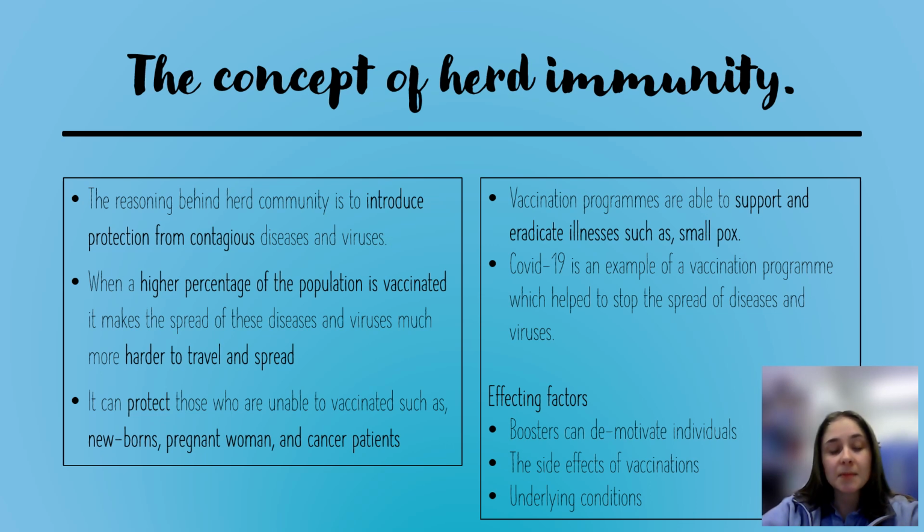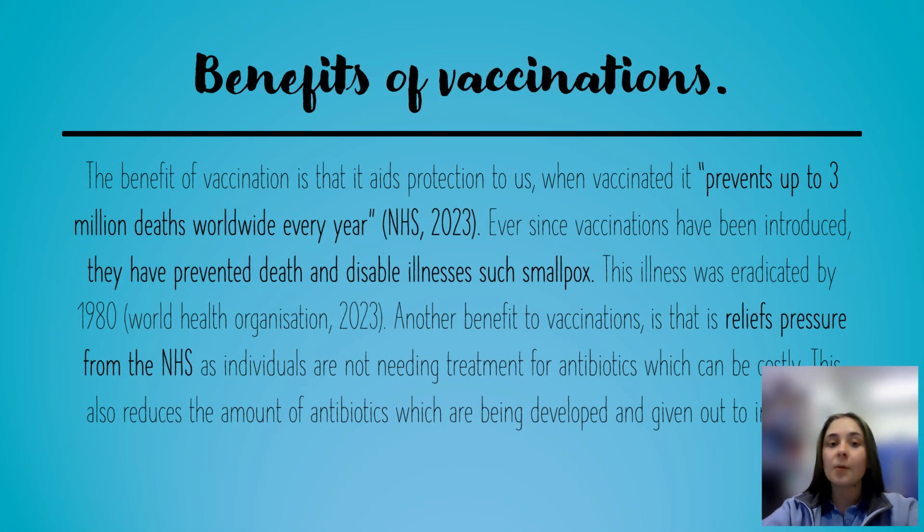However, there can be some disadvantages to herd immunity. As some of these vaccines do require a second booster, this can demotivate people from getting their second vaccine, just due to the side effects that the vaccines can cause. And when people don't get their booster, this can make immunity less effective, meaning that the spread of diseases will be amplified.